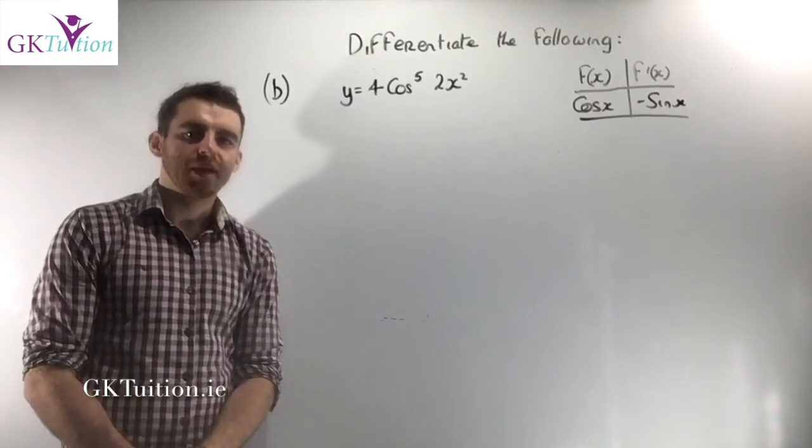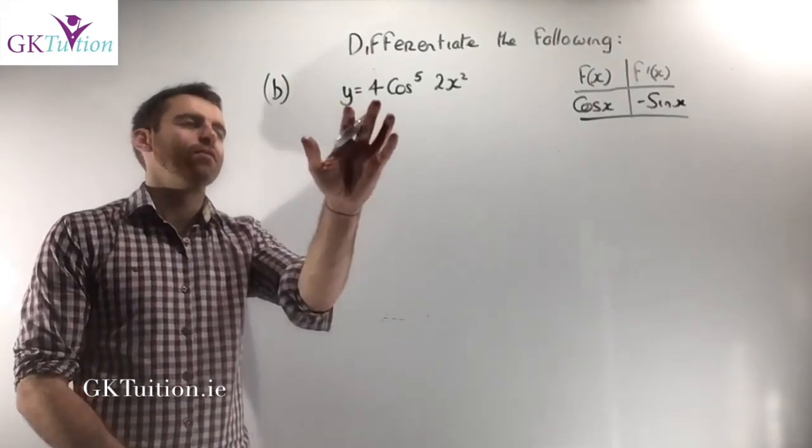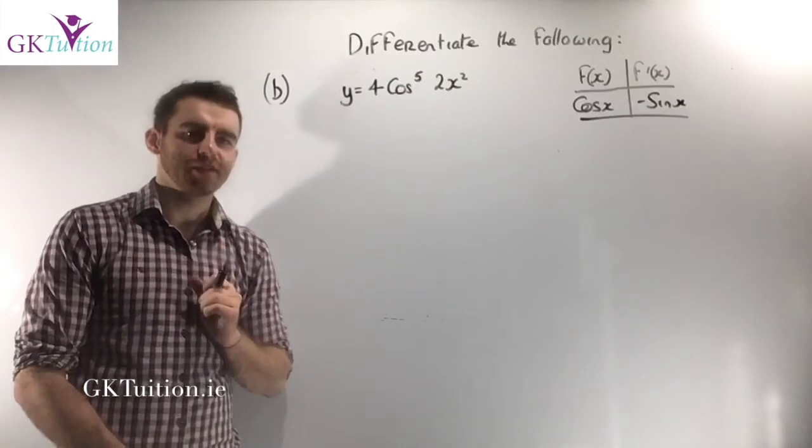In part B here, I asked you to get the derivative of 4 cos to the power of 5 2x squared.